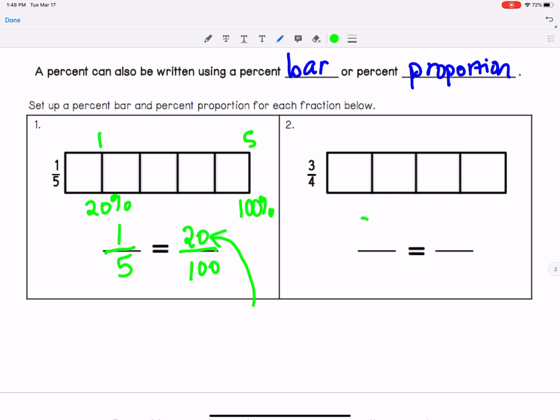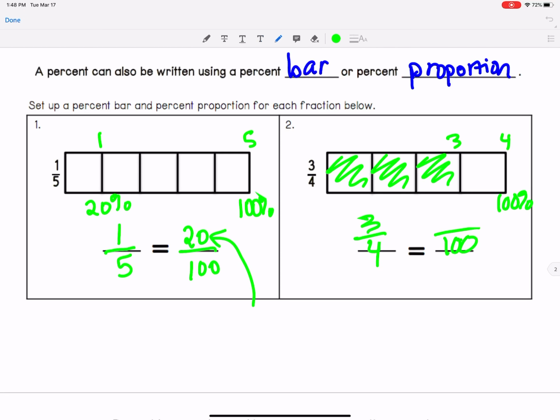3/4 is equal to what out of 100? If I were to draw out my fraction bar, let's just say this is 4 and this is 3 out of the 4. Okay, 3 out of the 4, what does that equal in terms of percent? So what we could do is just once again solve our proportion. What did we do to go from 4 to 100? What are we multiplying by? I'm going to use a different color here.